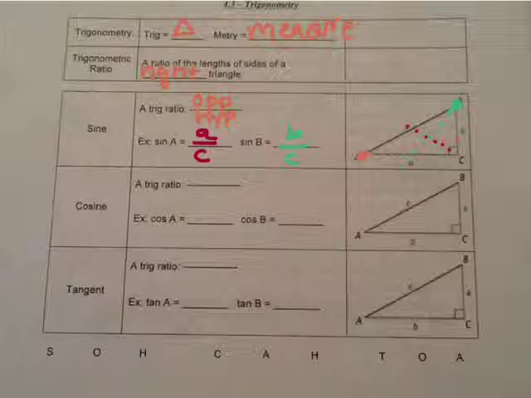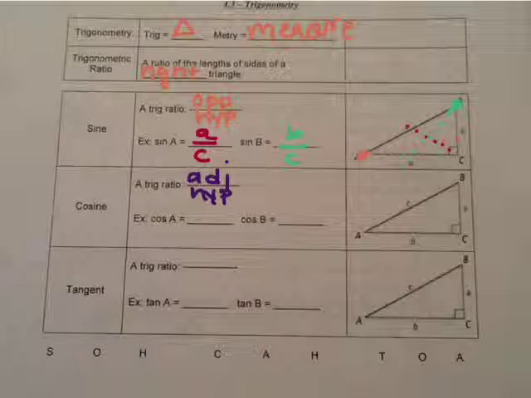Another trig ratio is what we call cosine. We abbreviate it cos, so it's not "cos of A" or "cos of B," we say cosine. We just abbreviate it with three letters. So if we look, the cosine trig ratio is the adjacent side, whatever side's touching the angle that's not the hypotenuse, over the hypotenuse.